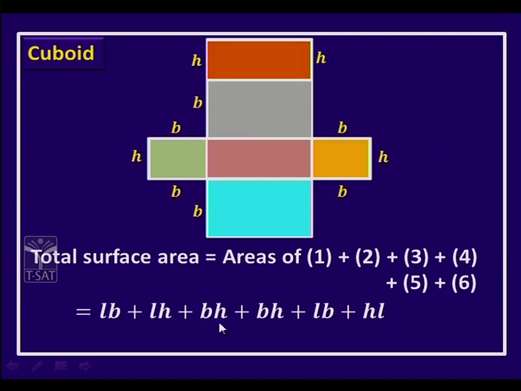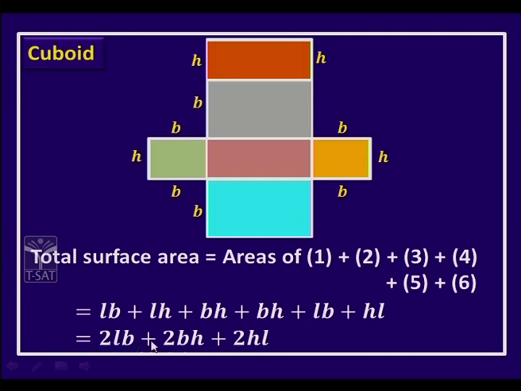Got it, children? And if you notice here we have LB and one more LB. So, LB plus LB is 2 LB, and again LH, HL, both are same. We have already learned, children, right? L into H or H into L, both are equal. So, here LH plus LH will be 2 LH or 2 HL you can write. BH plus BH is 2 BH. So, on simplifying we get 2 LB plus 2 BH plus 2 HL.